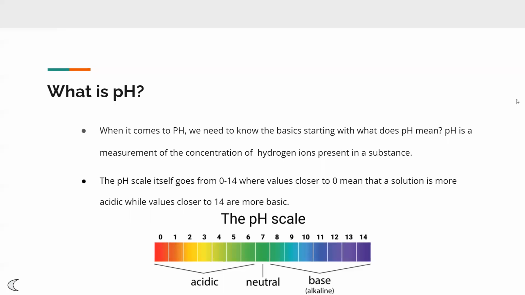So, what is pH? Well, when it comes to pH, we need to know the basics, starting with what it means. pH is a measurement of the concentration of hydrogen ions, more specifically positive hydrogen ions, present in a substance. The pH scale itself goes from 0 to 14, where values that are closer to 0 mean that a solution is more acidic, while values closer to 14 mean that they are more basic or more alkaline. And at the bottom is a sample of the pH scale.